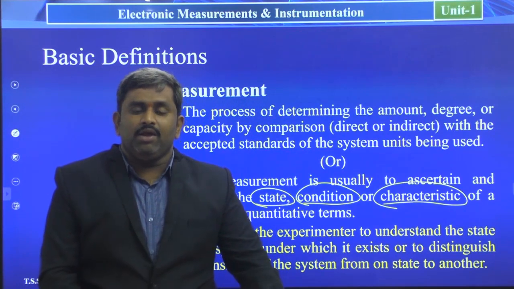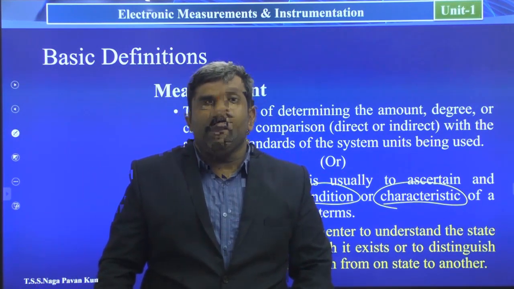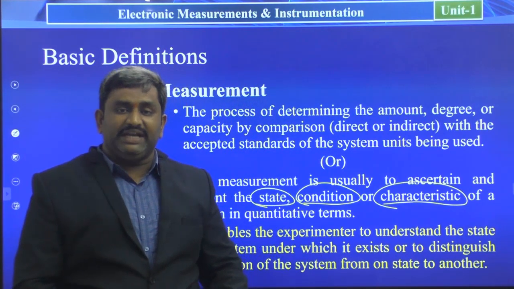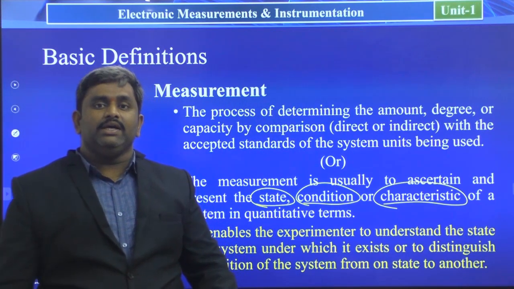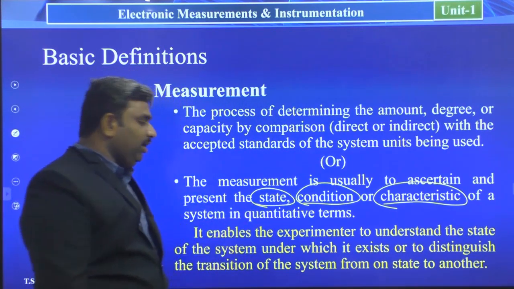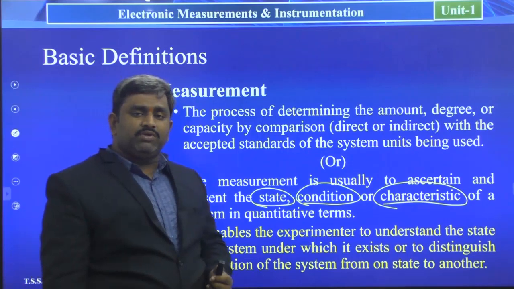How much current is there? We have to give the current in terms of amperes. Like that, we have to define the characteristics of the system. That is very, very important. So what is the use of this measurement?